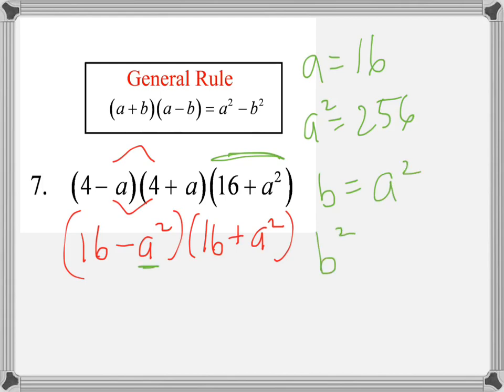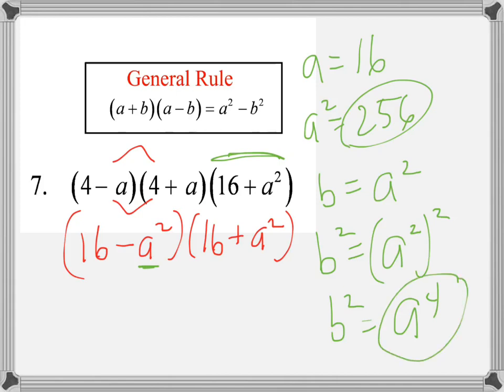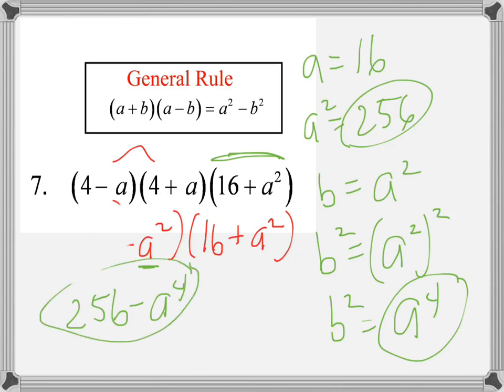So our b squared term would be a squared squared, so our b squared term would be a to the fourth. So here we'd have 256 minus a to the fourth. So it turns out the product of all three of these binomials is equal to 256 minus a to the fourth.